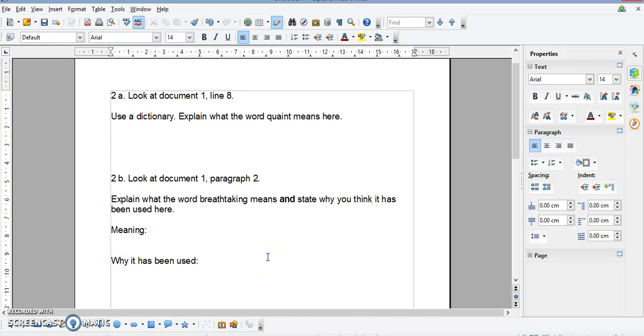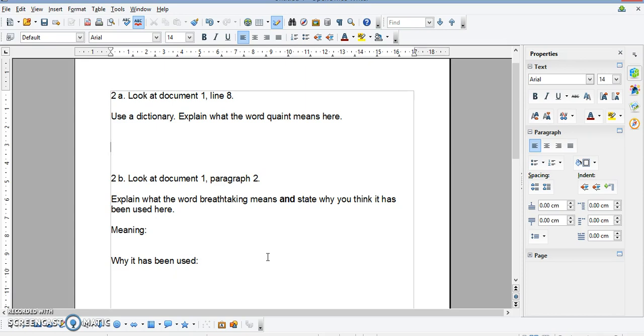Okay, so for today's session, we are looking at identifying words from the dictionary and choosing which definition fits best. And we're also looking at going a little bit deeper into meaning and thinking about why certain words have been used. Now, this question, first off, seems fairly straightforward because it feels like you should just be able to open up the dictionary and write down the definition.